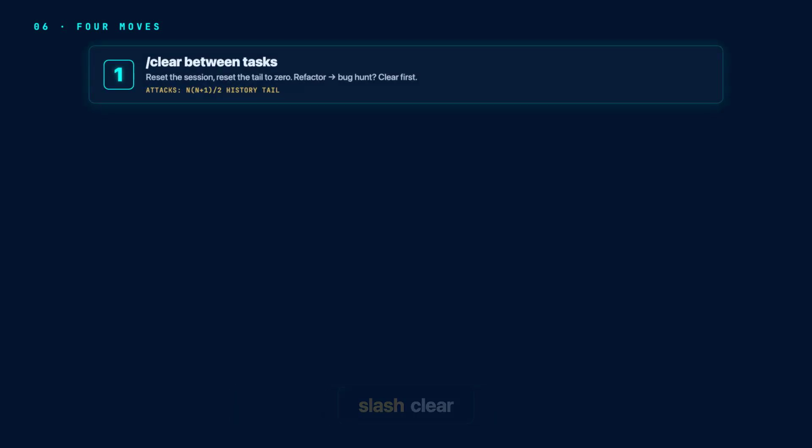Move 1, /clear, between unrelated tasks. The n times (n plus 1) over 2 tail only grows inside one session. Reset the session, the tail resets to 0. Switching from a refactor to a bug hunt, clear first. You just deleted the quadratic.